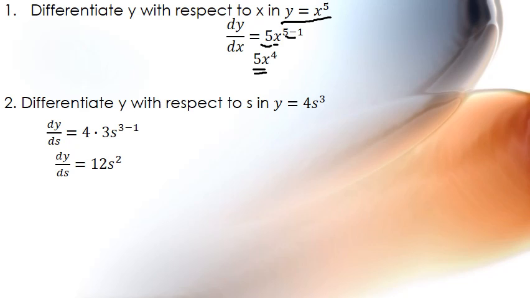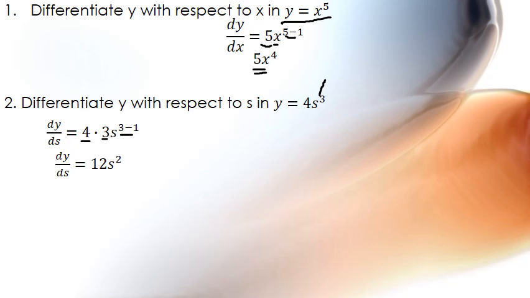And in question 2, we're asked to differentiate y with respect to s in y equals 4s raised to the power 3. So what do we do? We apply the same principle that we used. This question is slightly different because we have a 4 beside the s, but it shouldn't change anything. So we have our 4 here, and then we multiply it by the 3 that's coming down from the power. So the 3 comes here, multiplying 4, and then we have s raised to the power 3 minus 1 because we subtract 1 from the power. Remember, we said in differentiation, subtract 1 from the power of whatever is being differentiated with respect to.